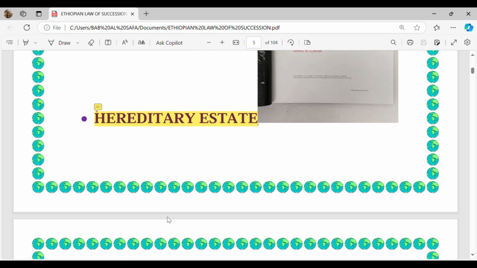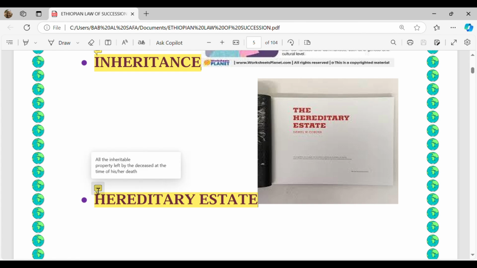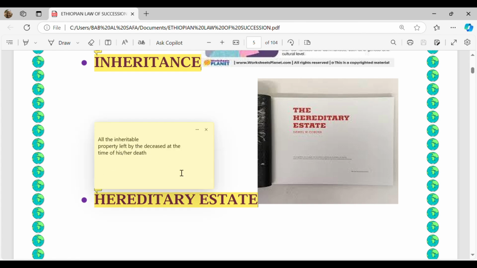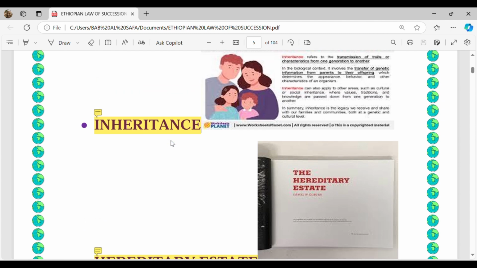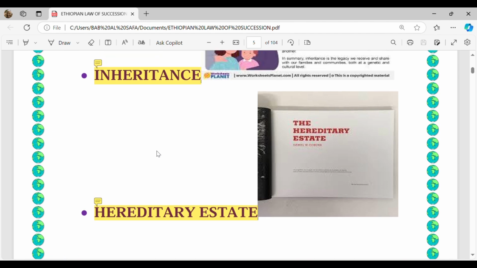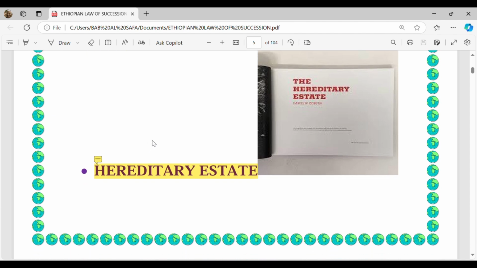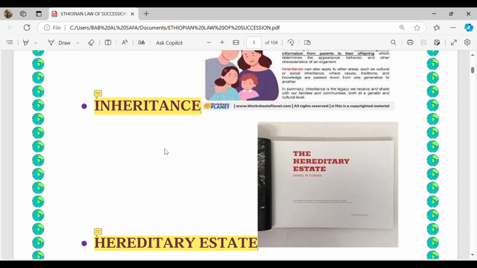The other one is hereditary estate. What does it mean by hereditary estate? By hereditary estate we mean all inheritable property left by the deceased at the time of his or her death. All properties are not inheritable. So, all the properties which are inheritable are called hereditary estate, and inheritance is all property which is possessed by the deceased person before liquidation, we can say.